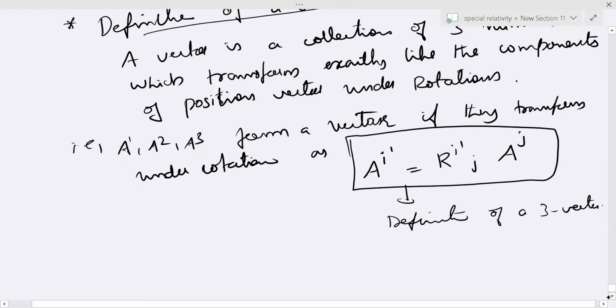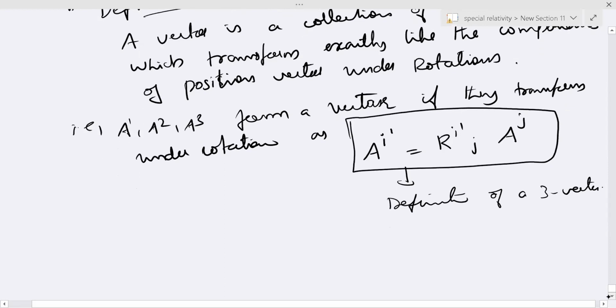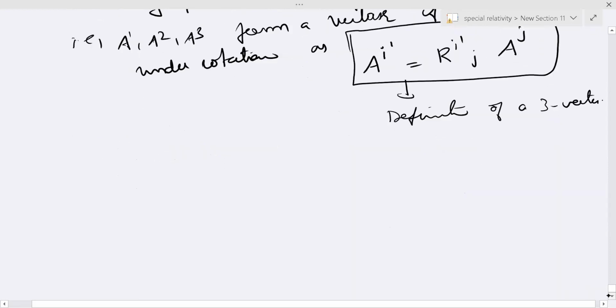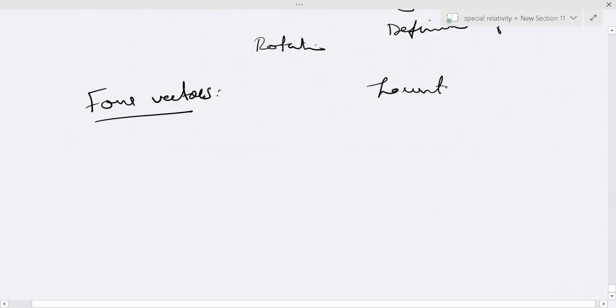Shall we move on to four vectors? Yes, sir. Right. Now we can discuss four vectors. Okay, so we are defining four vectors. Here the three vectors are defined by the rotation matrix. Here it will be the Lorentz transformation matrix. That's all.